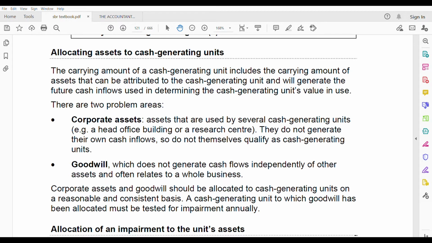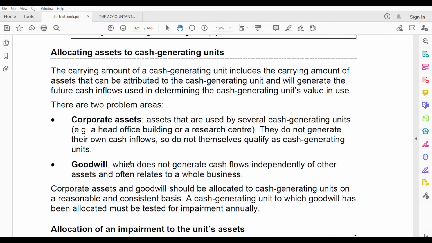So the carrying amount of the cash generating unit includes the carrying amount of the assets that can be attributed to the cash generating unit and will generate the future cash inflows used in determining the cash generating unit's value in use. How do you calculate the carrying amount of a cash generating unit? It is simply the sum of all the assets, whatever is there in the cash generating unit.